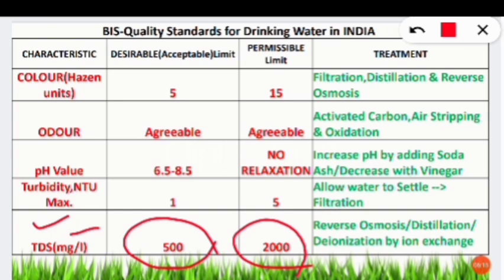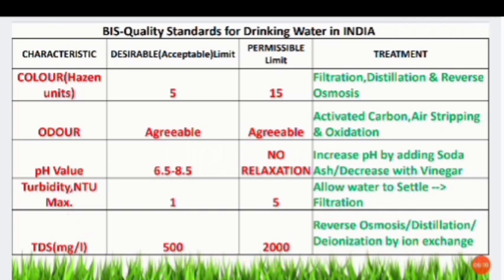So what can we do if the TDS, that means dissolved solids, are high in the drinking water? The same thing: we can do reverse osmosis on that water, apply the distillation technique, or do deionization by ion exchange. These solids are mostly ions, so we can deionize them using the ion exchange technique. I hope you have noted down everything. Let's move to the next slide.